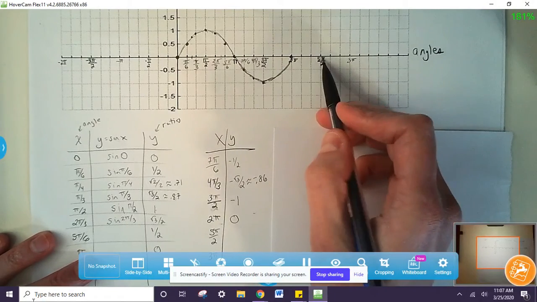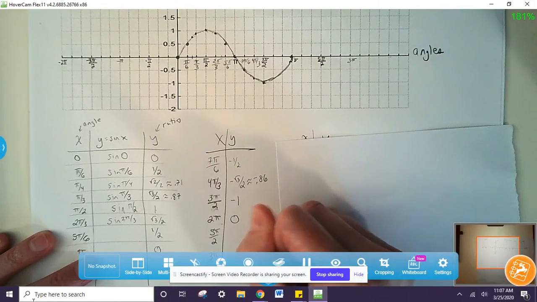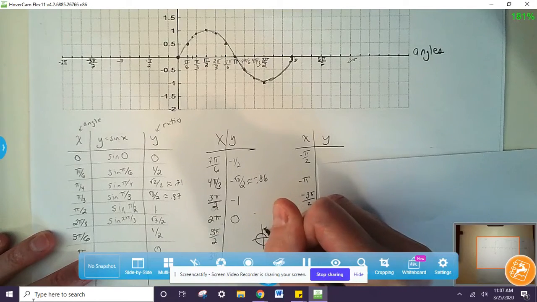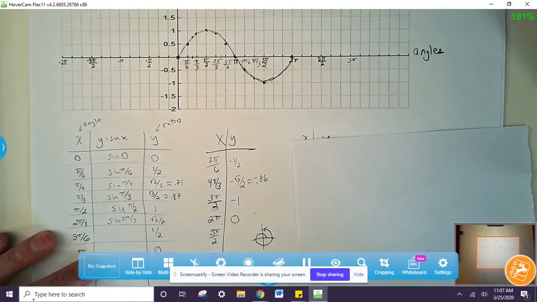So for example, if we plug in 5 pi over 2, take a look at your unit circle. 5 pi over 2 is all the way around and then back up another pi over 2. That's coterminal with 90 degrees. So up there, the y-coordinate is 1.